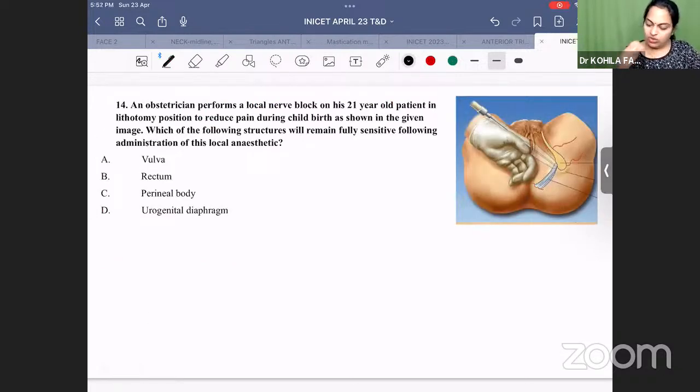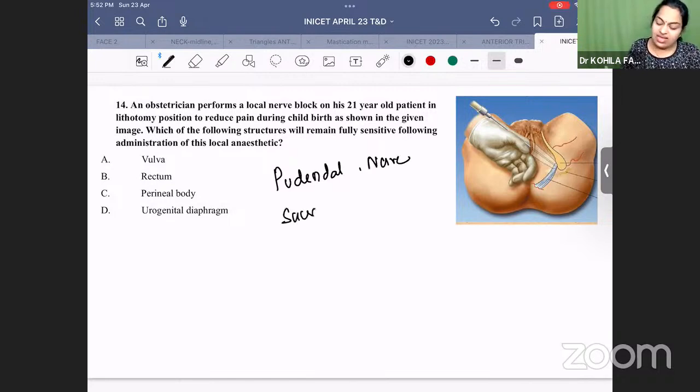So, what was this? Pudendal nerve block, right? So this pudendal nerve, it's a very straightforward question. There's nothing complicated at all. It is a somatic nerve coming from the sacral plexus. Root value is S2, S3, S4, right? The pudendal nerve is somatic.